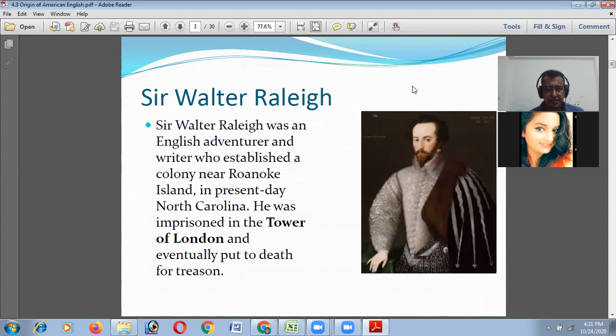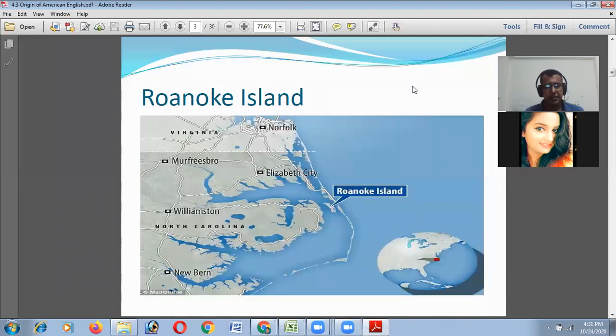He was imprisoned in the Tower of London and eventually put to death for treason. This is the history. And this is Roanoke Island, and Virginia, and this is part of the state of North Carolina in America. First time Walter Raleigh established a small settlement over there, though he failed to establish a colony.